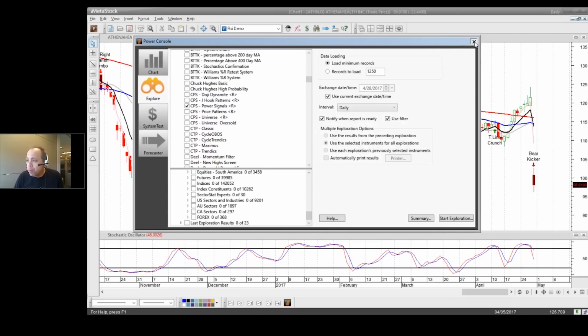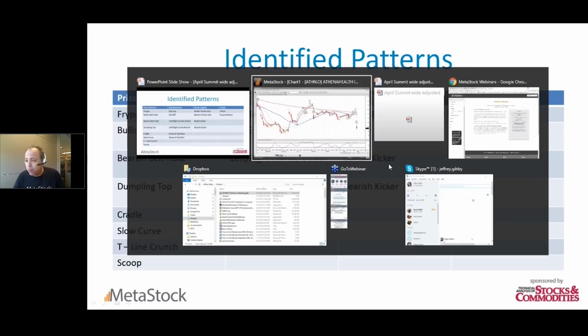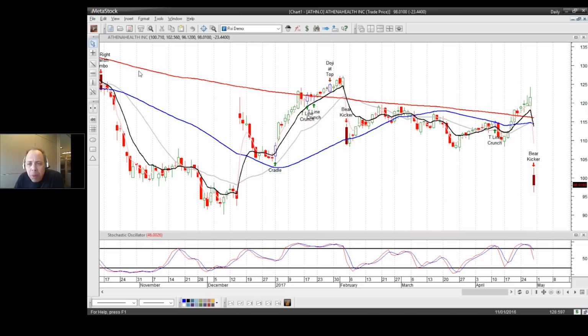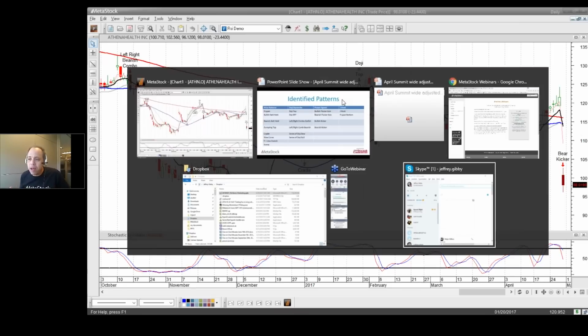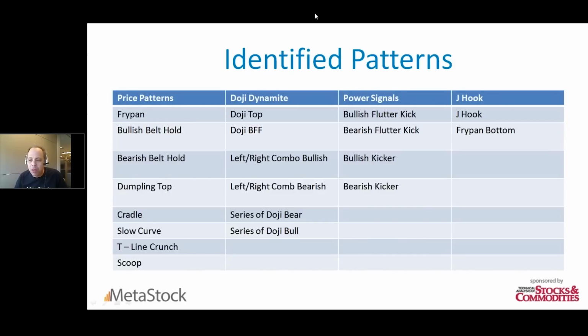I randomly pulled up this particular chart and applied the template, which applies all of the indicators. It applies the T-line and the stochastics for you. But you'll notice right here, it's identifying and labeling all of the patterns. Right back here, we had a left-right bullish combo right at the top, a really good pattern. Here we had what he calls a cradle pattern. All of the patterns that I showed in that sheet are labeled on your chart automatically for you.